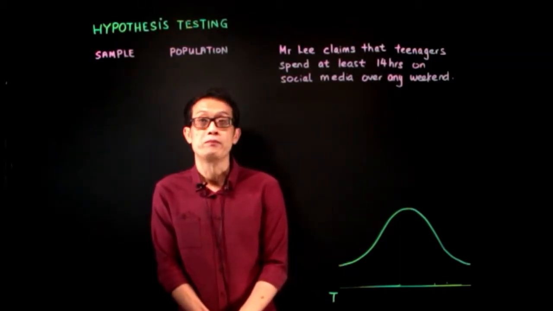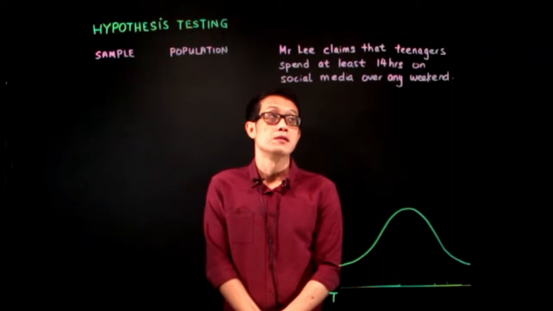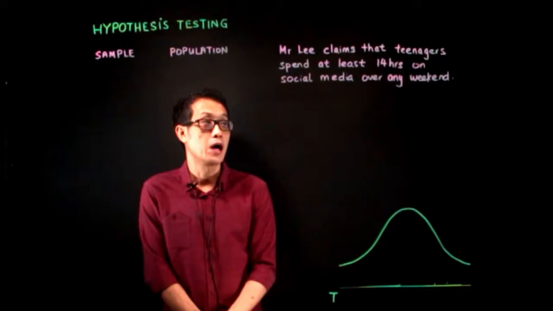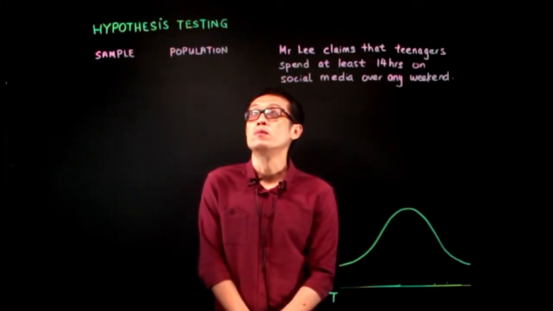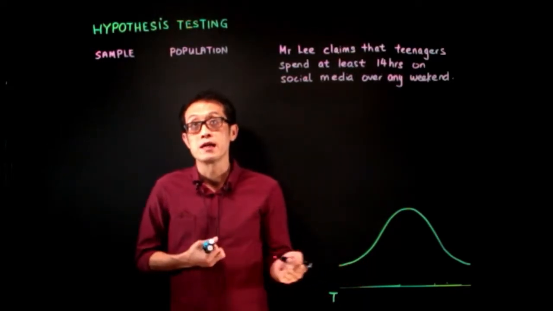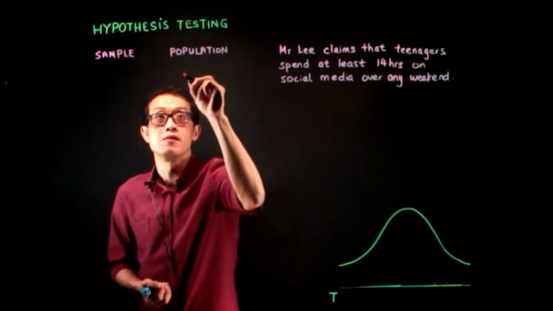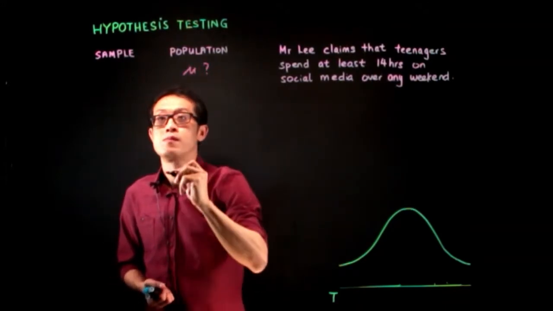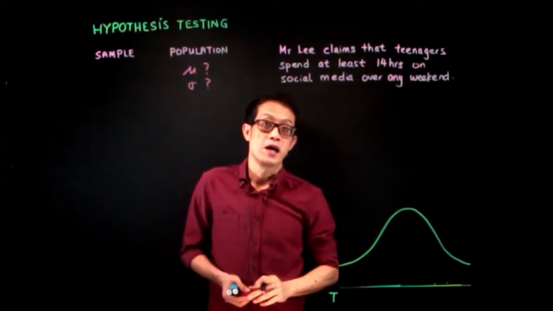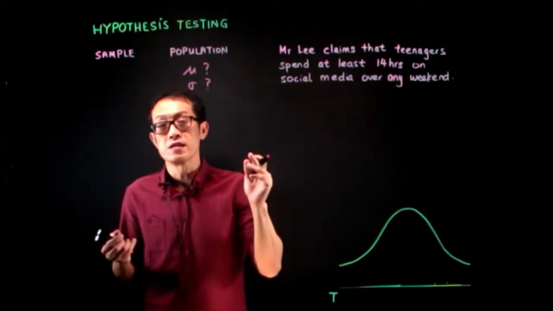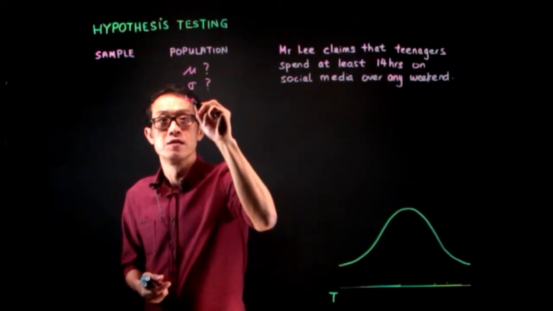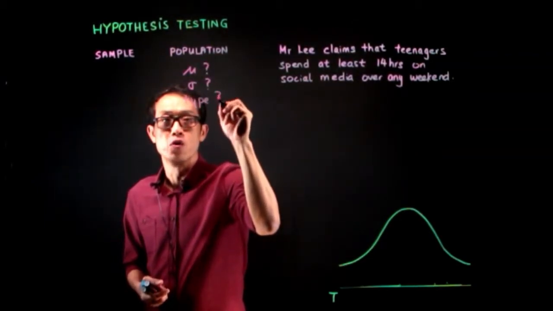Now in this question, Mr. Lee claims that the teenagers spend at least 14 hours on social media on weekends. You realize that the population mean is not given. Population variance is also unknown. And in the question, it's not stated what kind of distribution it is. So the type of distribution is unknown.